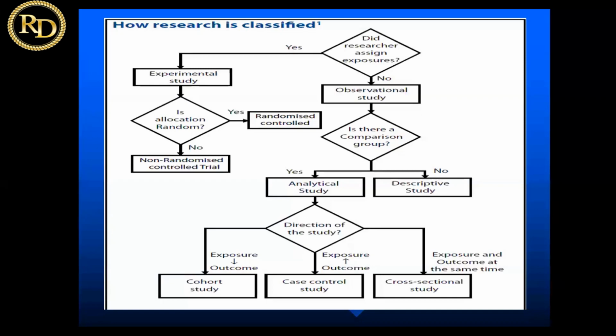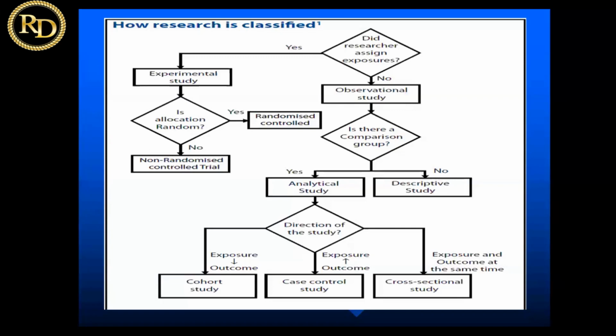Now I again come to the analytical study. When we are going for an observational study, it comes to analytical when there is a comparison group. What is the direction? You're seeing the exposure to the outcome. Exposure means, for example, coronavirus has occurred or not. Here you are trying to give the virus and trying to see the outcome. Then it's going to be a cohort study on the same group of people. That is exposure to the outcome, EO.